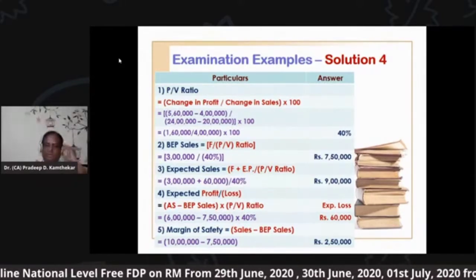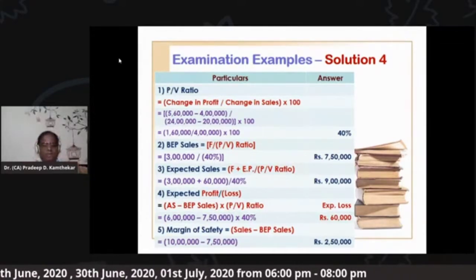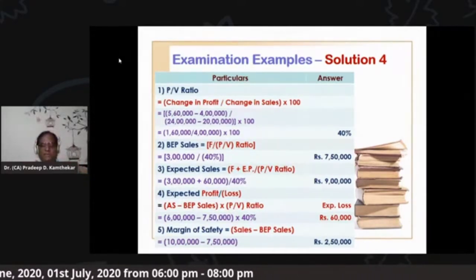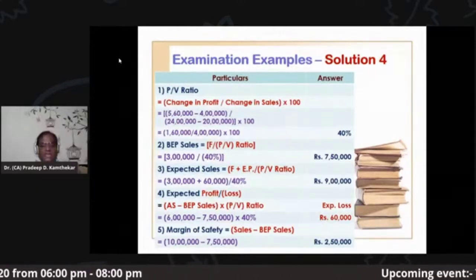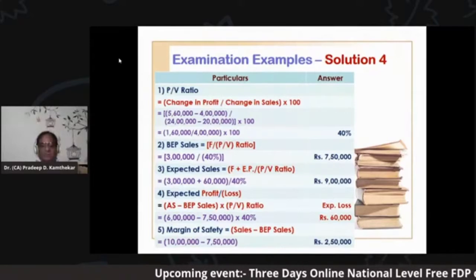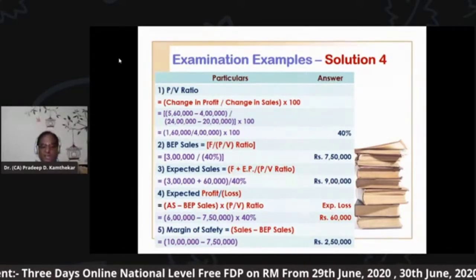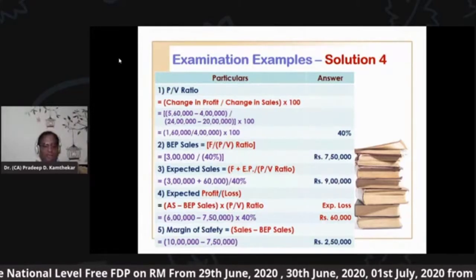Now, how to calculate break-even sales? All other things will be same once you know PV ratio. So formula fixed cost divided by PV ratio. It is 3 lakhs divided by 40%. So 7 lakh 50,000 is the sales amount where this business will have a situation where it will not have profit, neither it will have loss.